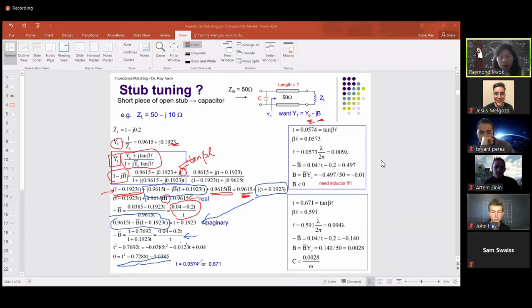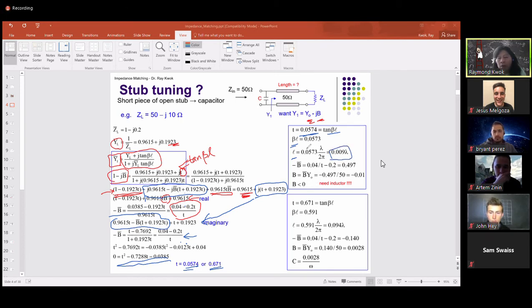And a quadratic equation has two solutions, right? So one is T is equal to this, the other one T is equal to that. So let's look at the two solutions. T is equal to the first one. Again, what is T? T is tangent beta L. That means I can solve for beta L, which means I can solve for L. So L is equal to 0.009 lambda.